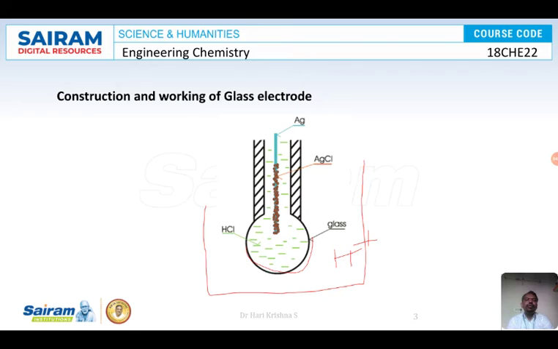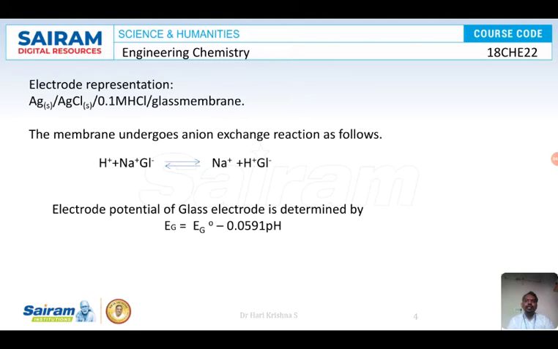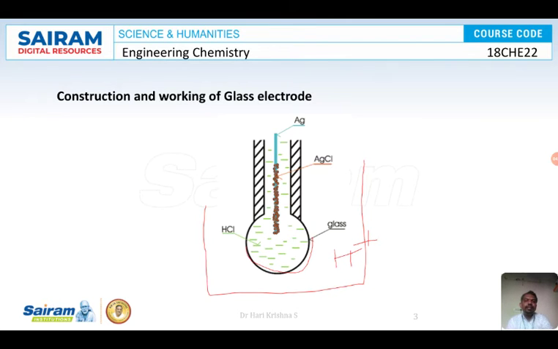Okay, so let us see what is the reaction that occurs. The reaction that occurs across the bulb is H+ Na+Gl- gives Na+ and H+Gl-. So the H+ present inside the bulb will get exchanged for the H+ present outside the bulb. This reaction occurs until the concentrations of H+ ions inside the bulb and outside the bulb are equal.